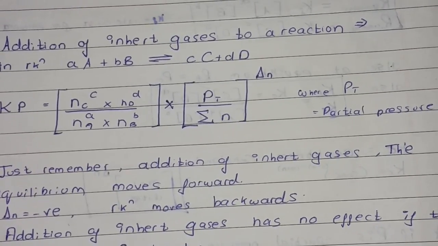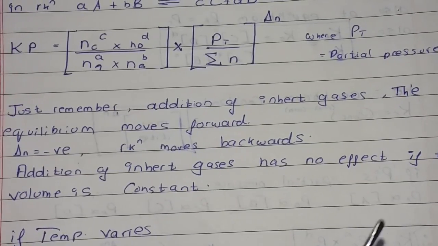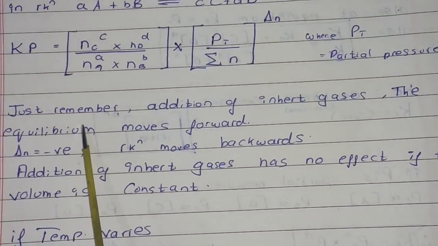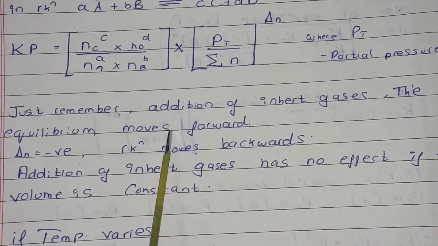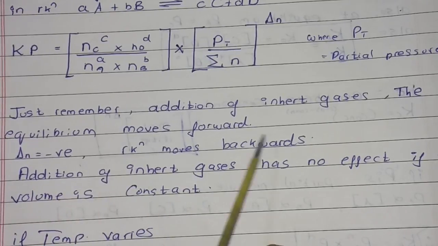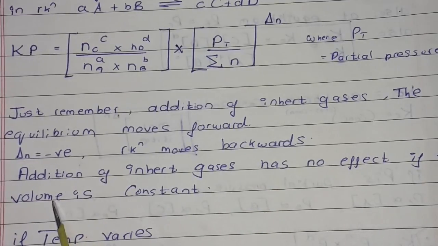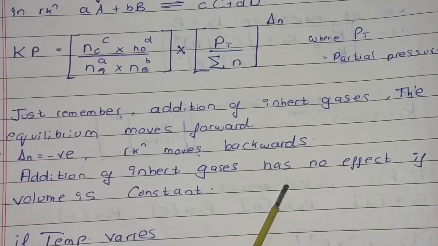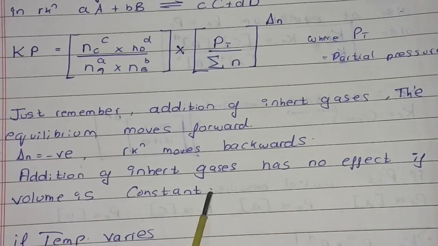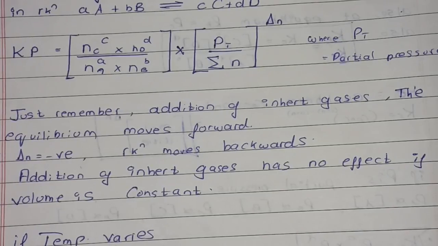Now just remember, on addition of inert gases, the equilibrium moves forward. Yes, we have to remember this. It's experimental stuff, I hope, as inert gases don't react to anything. If delta n, the change in moles, is negative, then the reaction moves backward. By the relation between Kp and Kc, we can see that addition of inert gases has no effect if the volume is constant. We know that, because if we add inert gases but the volume remains the same, as inert gases don't react to anything, they cannot even act as catalysts. We can learn that in surface chemistry afterwards.